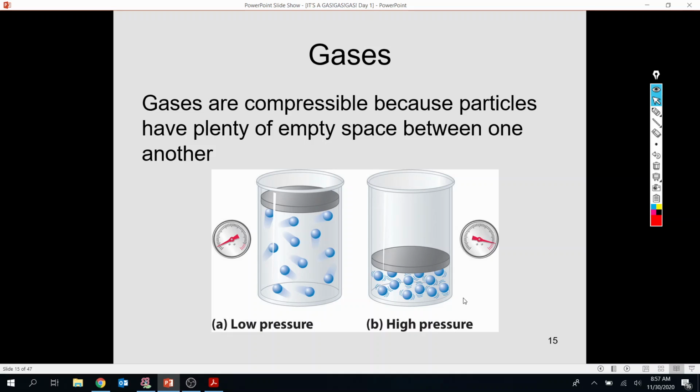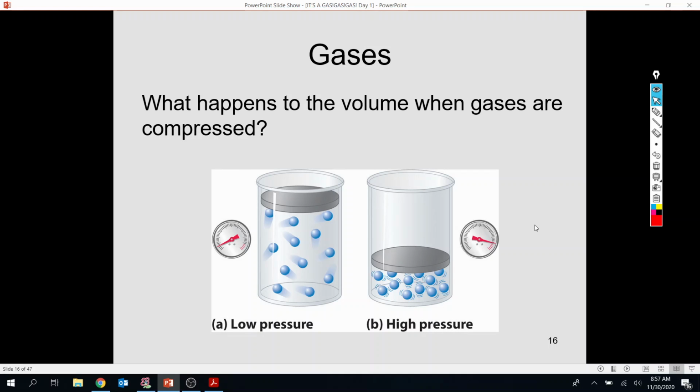All right, since gases are compressible, we can change their pressure by changing their volume, and they are compressible because of all this open space in between the molecules. So we can squish the molecules closer to each other, which would increase the density and would also increase the pressure. It turns out it doesn't increase the density very significantly, though, in terms of getting it close to a solid or a liquid. All right, what happens to the volume of the gases when they are compressed?